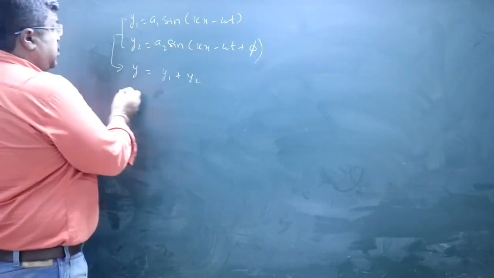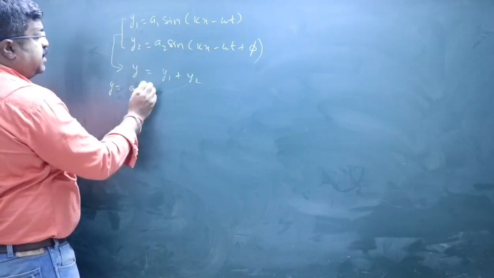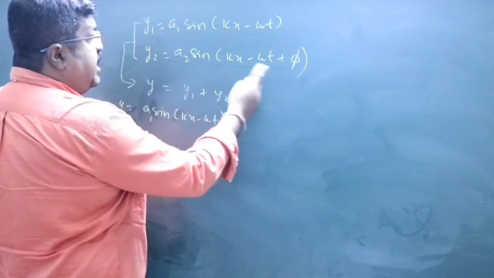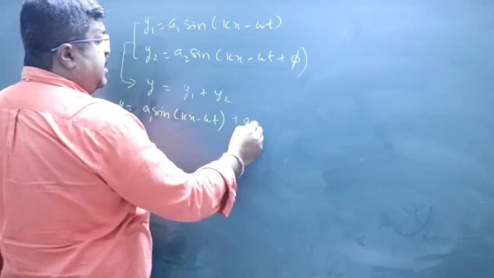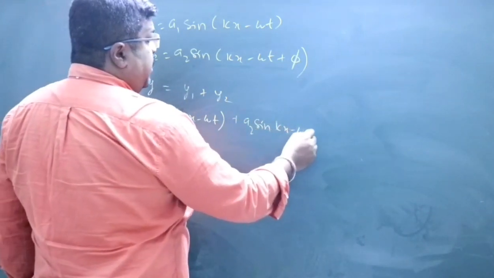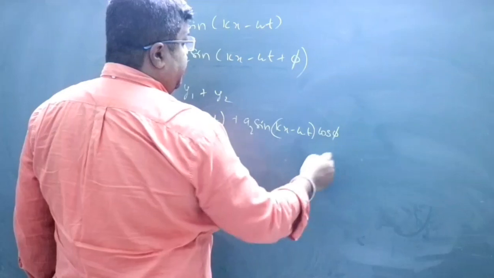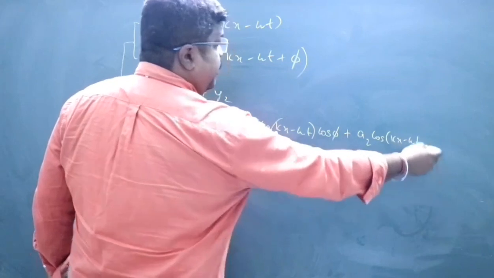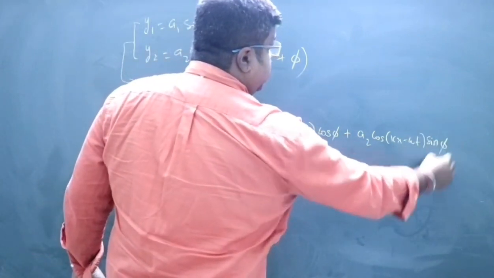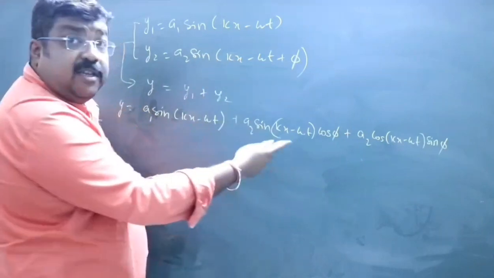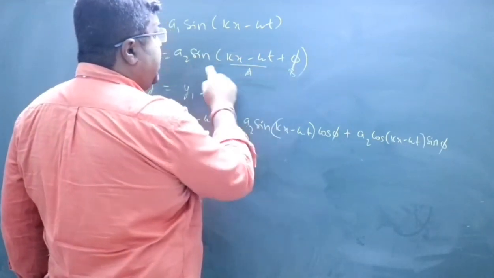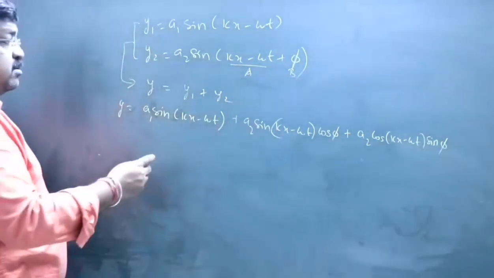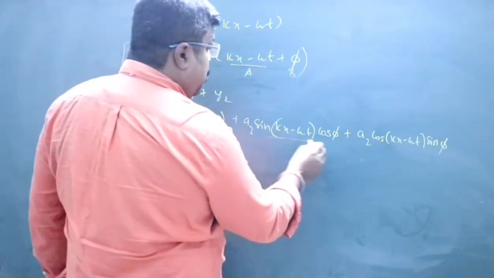plus y2. So y is equal to a1 sin(kx minus omega t) plus a2 sin(kx minus omega t plus phi), and this can be written as a2 sin(kx minus omega t) cos phi plus a2 cos(kx minus omega t) sin phi. I have written this in the form sin(A plus B), that is sin A cos B plus cos A sin B. Now see, this sin(kx minus omega t) is common.